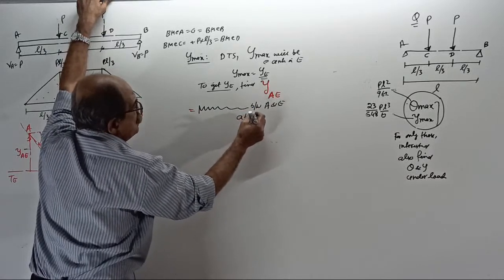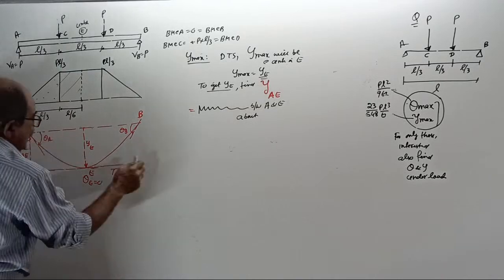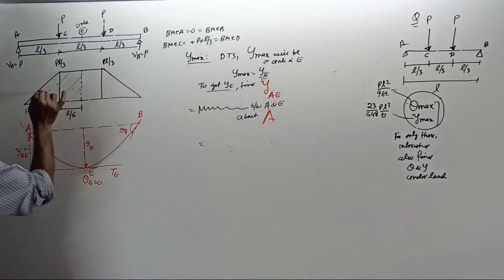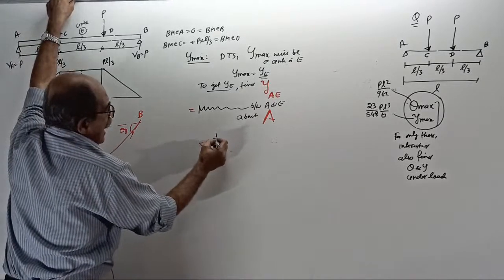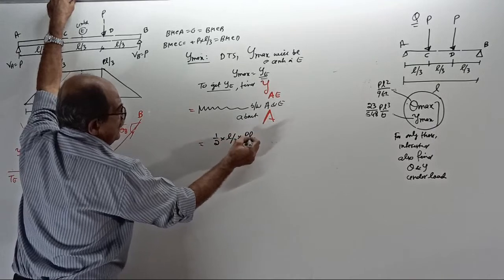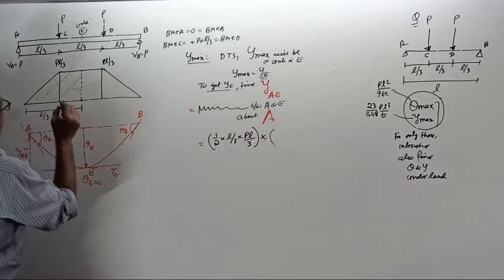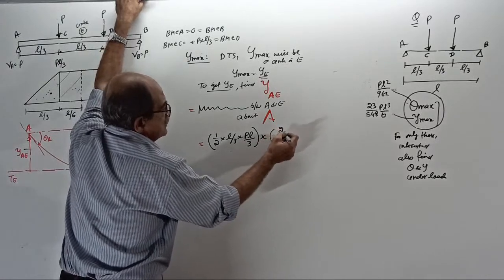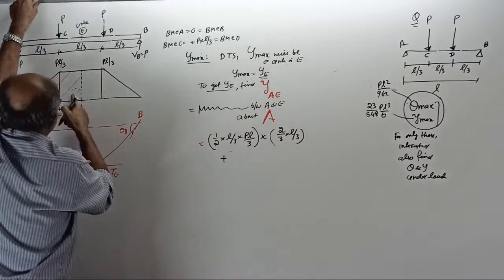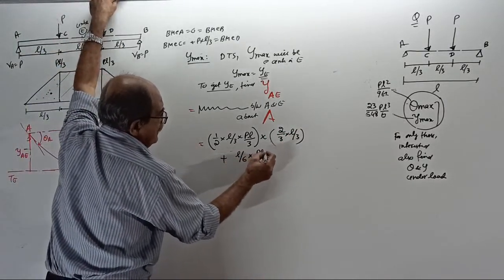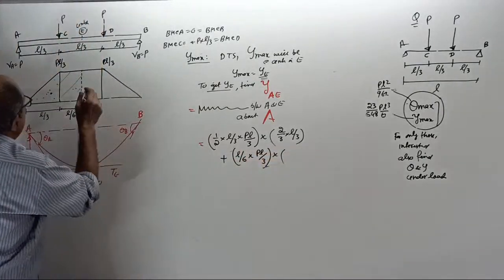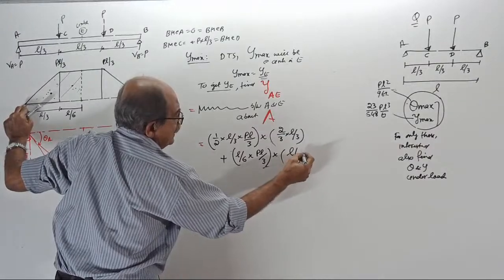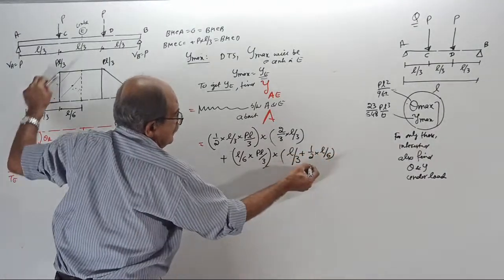Very important. Since you are finding the displacement of A with respect to the tangent at E, A is the first point, so take the moment of these two, one triangle and one rectangle, about A. Half into L by 3 into PL by 3 is the area, into the moment of that area about this point, which is 2/3 of L by 3, plus the rectangle area L by 6 into PL by 3, into the moment of that area about A, which is L by 3 outside plus half of L by 6, divided by EI.